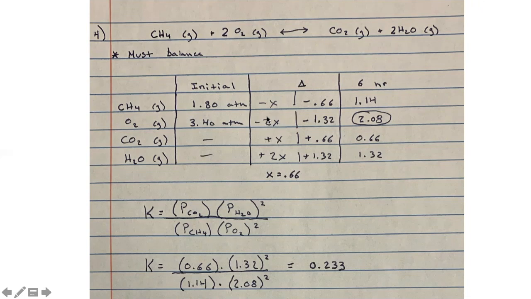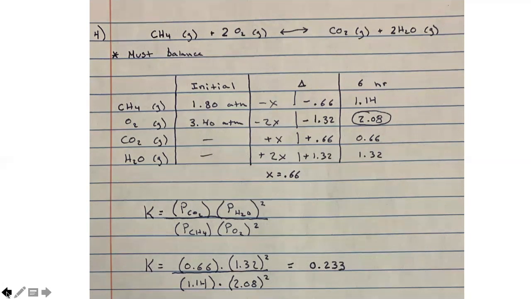Okay, so knowing that the change for oxygen should be negative 2x, and I have my initial and hour 6 data, I can solve and find that x should equal 0.66. So I plug that in for x for my other compounds, find the change in terms of numerical value, and apply the change to find the pressures after 6 hours.